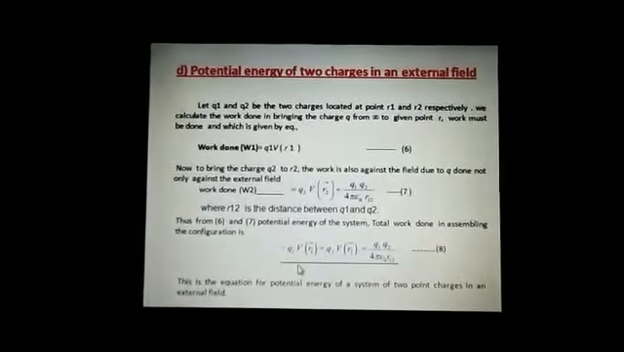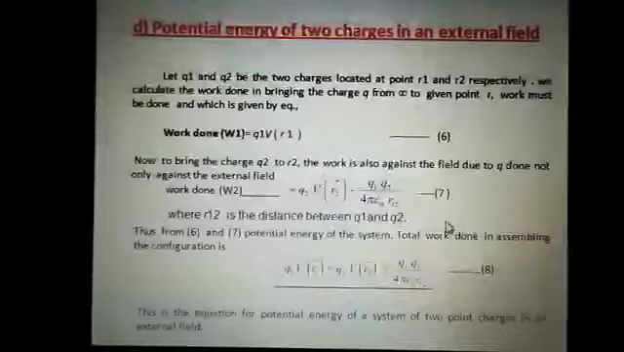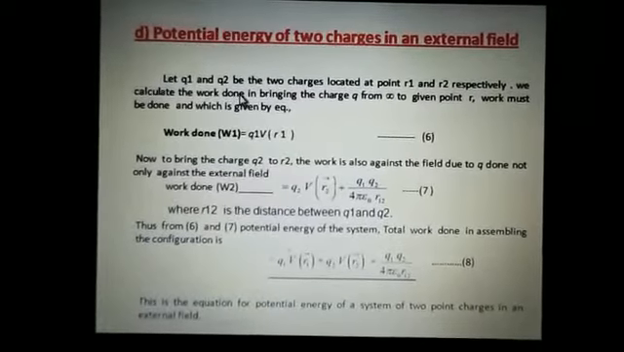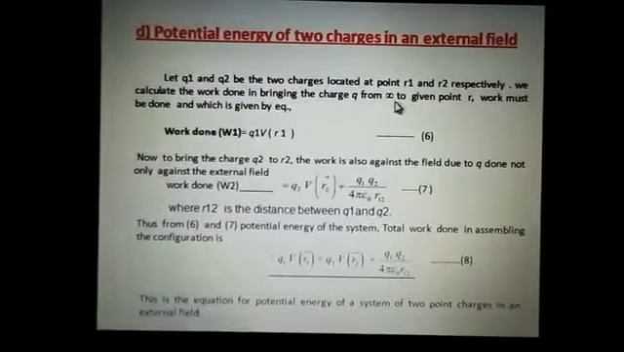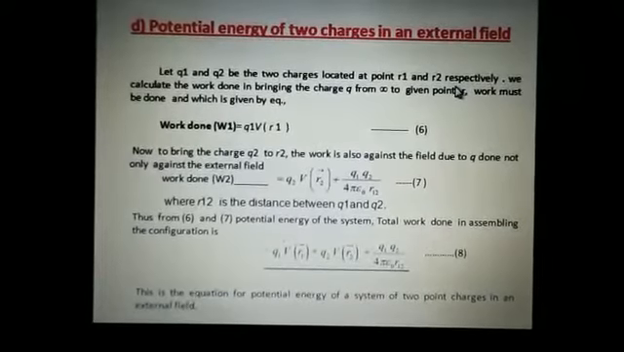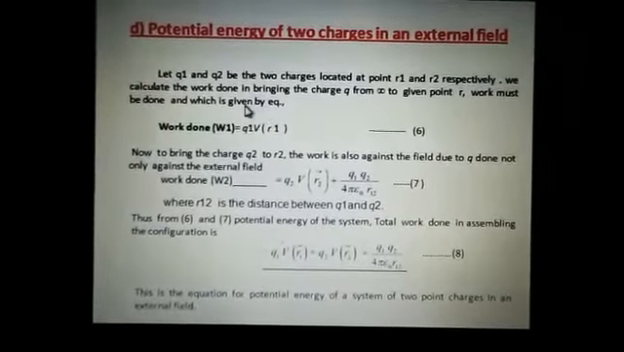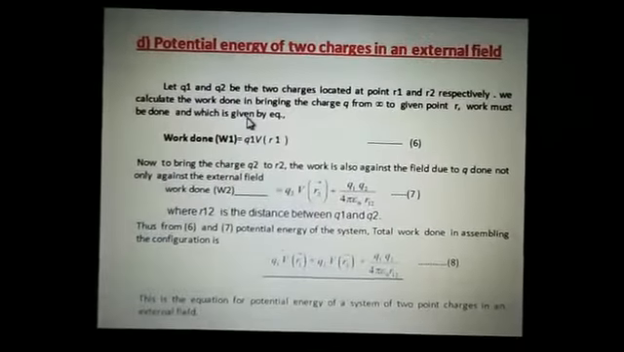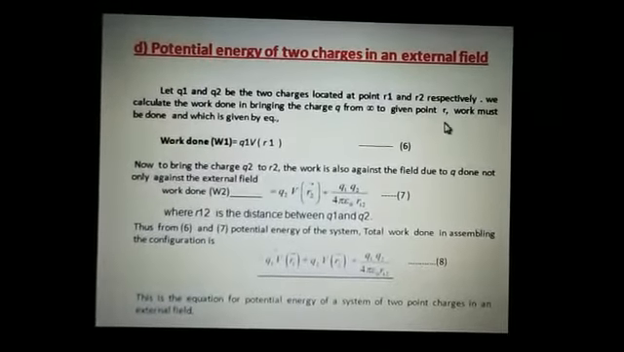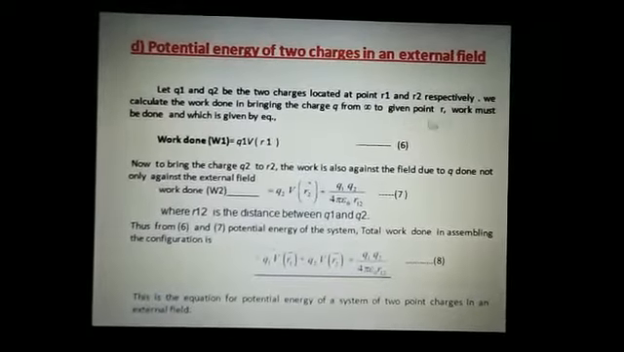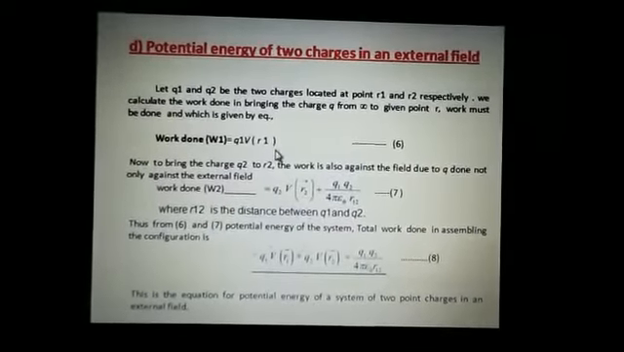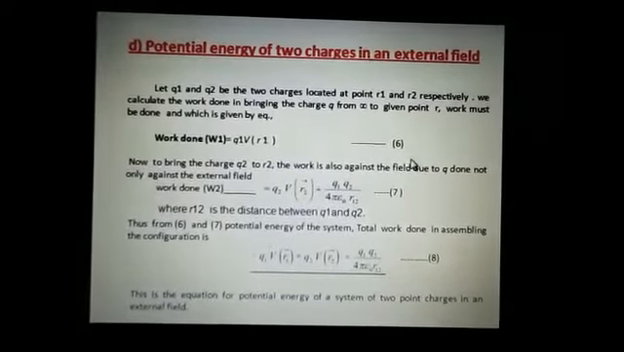Now we have to discuss the potential energy of two charges in an external field. Let these two charges be Q1 and Q2. These charges are located at positions R1 and R2 respectively. Here we have to calculate the work done in bringing this charge from infinity to its position R1. The work done is W1 equal to Q1 into V(R1). Call this equation number 6.